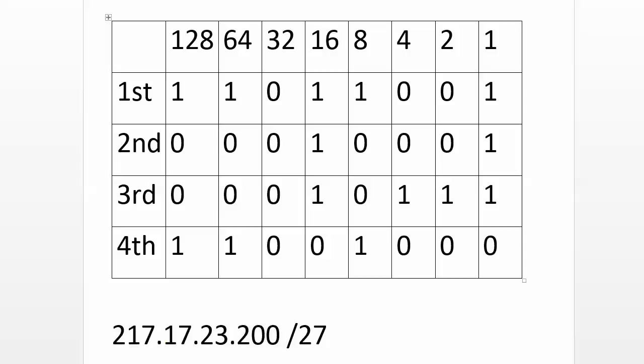So if you do that, /27, you add up everything in the first, second, and third octets, and then you add up the first 5 in the fourth one. That right there, first 3, that would be 27. So your subnet then is 217.17.23.192/27. That is the subnet that contains the IP address we were given.